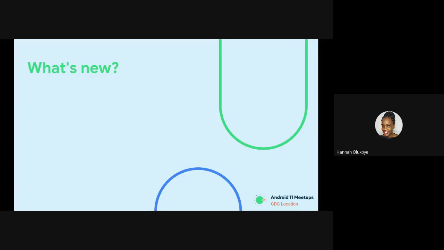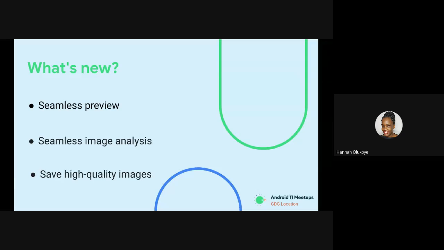I had mentioned how a cool thing about CameraX is that it introduces use cases for the camera functionality on Android devices. First, there's preview, which allows you as a developer to view an image on display before you capture. Then there's image analysis, mainly used by developers integrating machine learning kits, where you get to access a buffer seamlessly to pass into your machine learning model algorithms. Lastly, there's image capture, which is to save high quality images. So what's new is seamless preview, seamless image analysis, and now the ability to save high quality images.